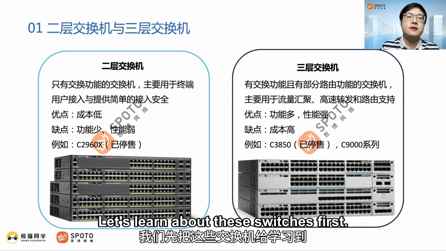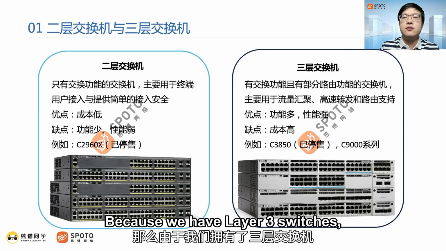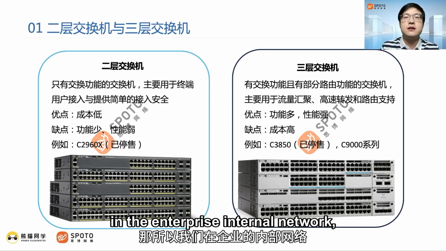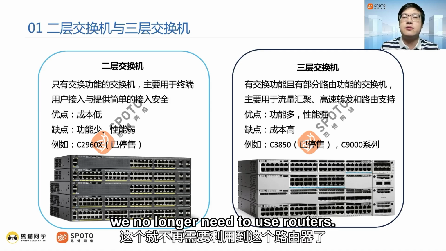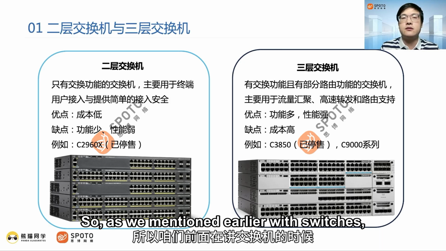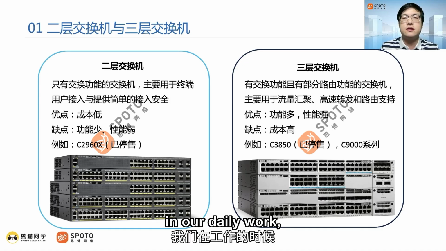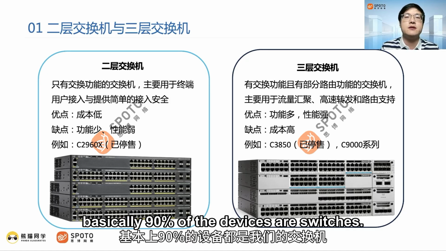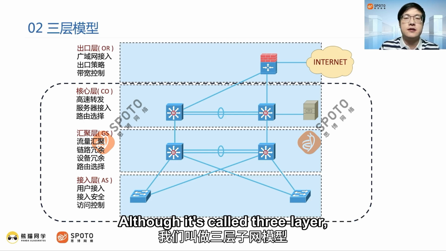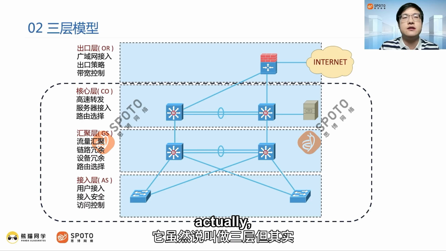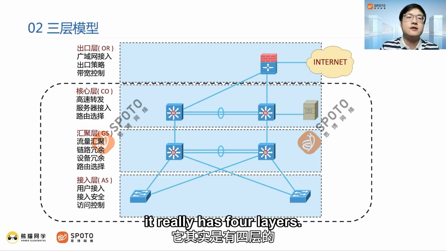Let's learn about these switches first. Because we have layer 3 switches, in the enterprise internal network, within the LAN, we no longer need to use routers. As I told you before, in our daily work, basically 90% of the devices are switches. Okay. First, let's look at a very classic model. We call this the 3-layer network model. Although it's called 3-layer, actually, we refer to it as 4 layers. From this structure, we can see it really has 4 layers.